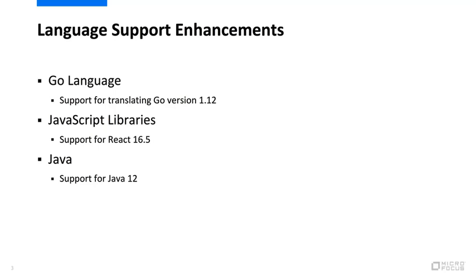Added support for translating Go language version 1.12 on Windows and Linux platforms. Note that the rules for this feature will be released with Fortify Security Content 2019 Update 4. Added support for React 16.5 JavaScript library, and added support for Java 12.